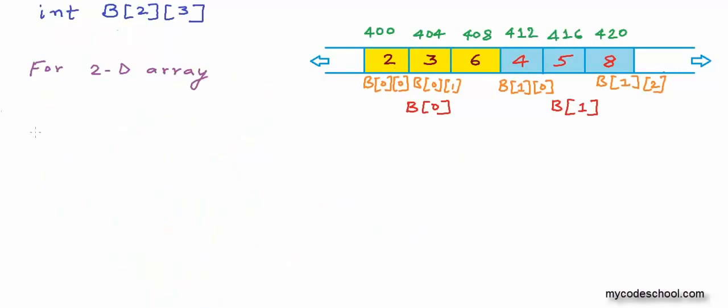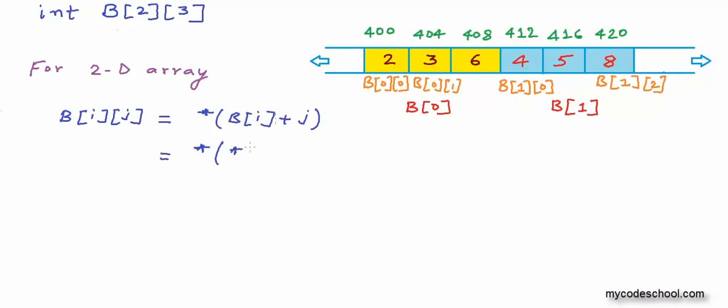For a two-dimensional array, bij, where b is the name of my two-dimensional array and i and j are some indices, can be written as asterisk of bi plus j. And once again, bi can be written as asterisk of b plus i. So these three expressions are the same. I would recommend trying all of this in real code.